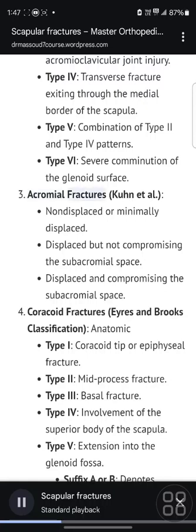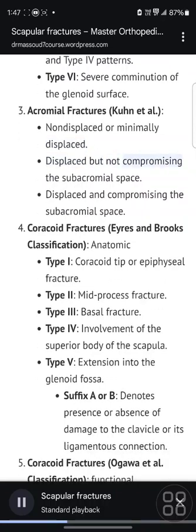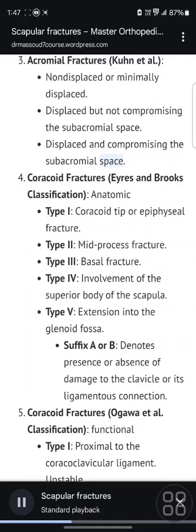3. Acromial fractures, Kuhn et al. Type 1: non-displaced or minimally displaced. Type 2: displaced but not compromising the subacromial space. Type 3: displaced and compromising the subacromial space.